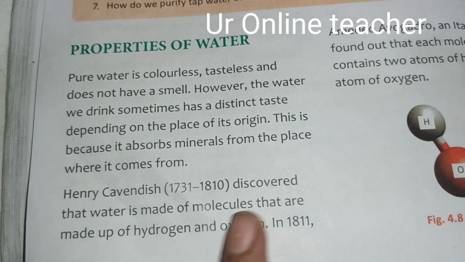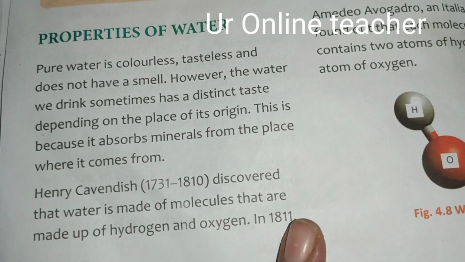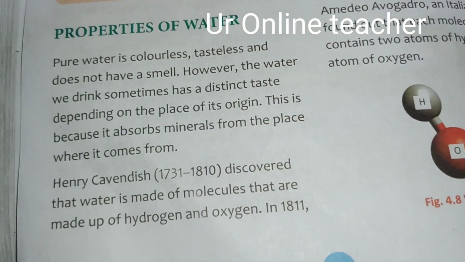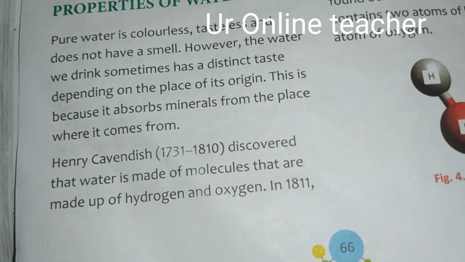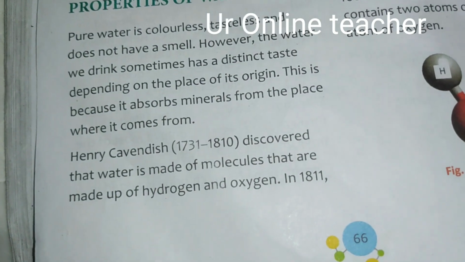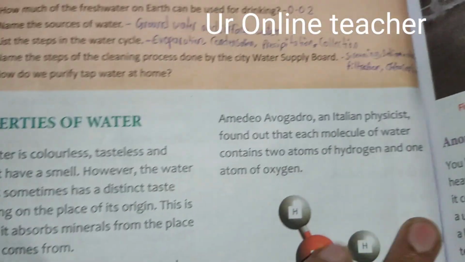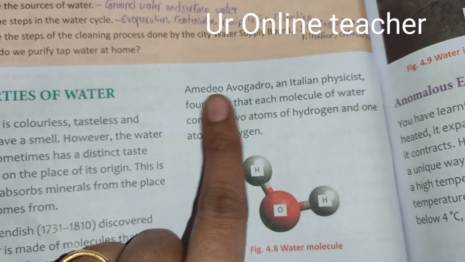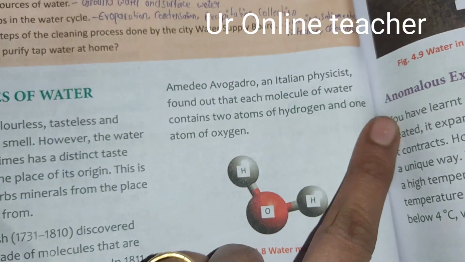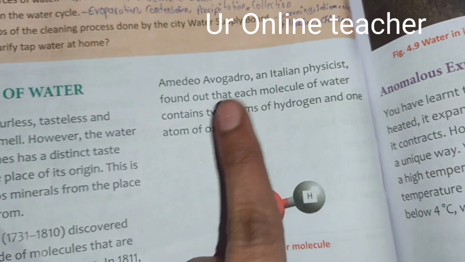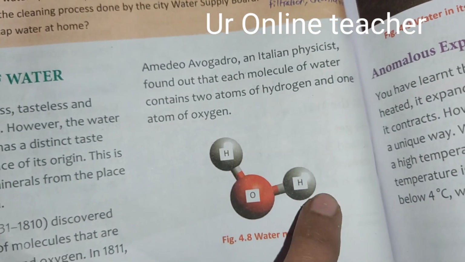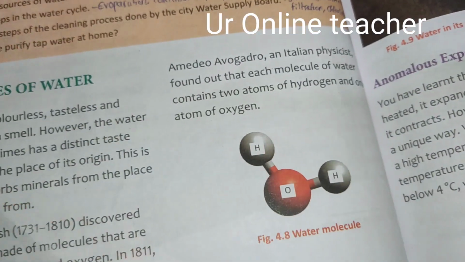Henry Cavendish discovered that water is made of molecules that are made of hydrogen and oxygen. What is the chemical formula of water? H2O. It contains hydrogen and oxygen. In 1811, Amedeo Avogadro, an Italian physicist, found that each molecule of water contains 2 atoms of hydrogen and 1 atom of oxygen.